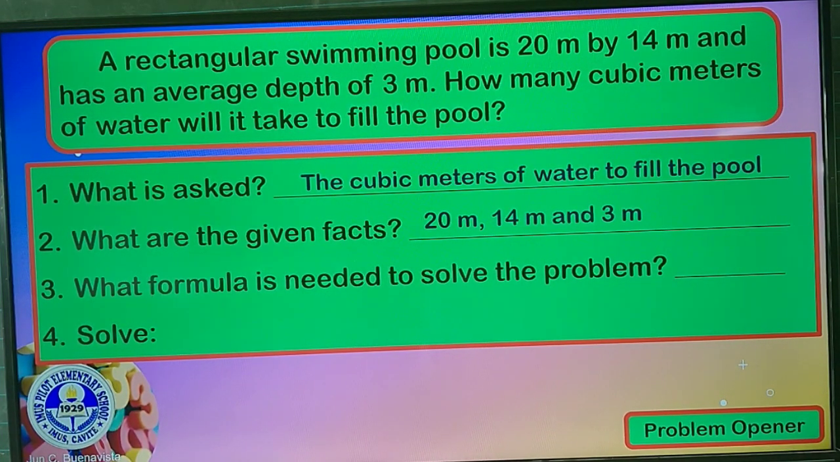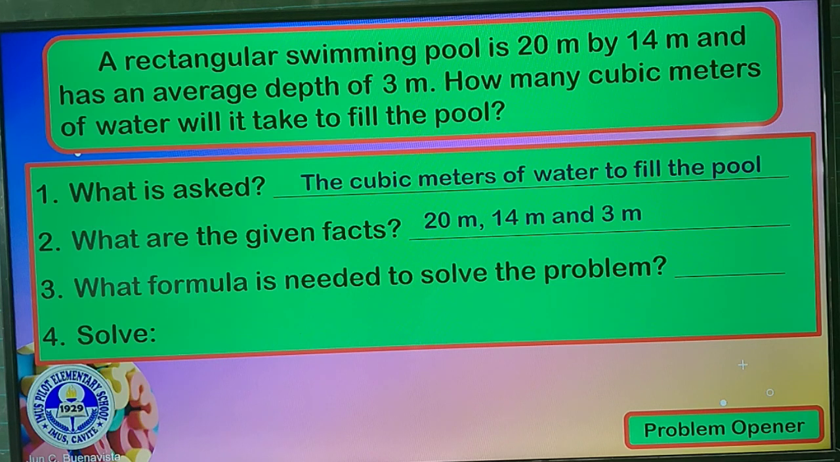Then, after we know the given facts, we are going to know what formula is needed to solve the problem. Why am I not going to ask you about the operation to be used? Because we are dealing with problem solving involving the volume of a cube and a rectangular prism. In other words, a formula is needed. So now, if our given is 20 meters, 14 meters, and 3 meters, what is the shape of the rectangular pool?